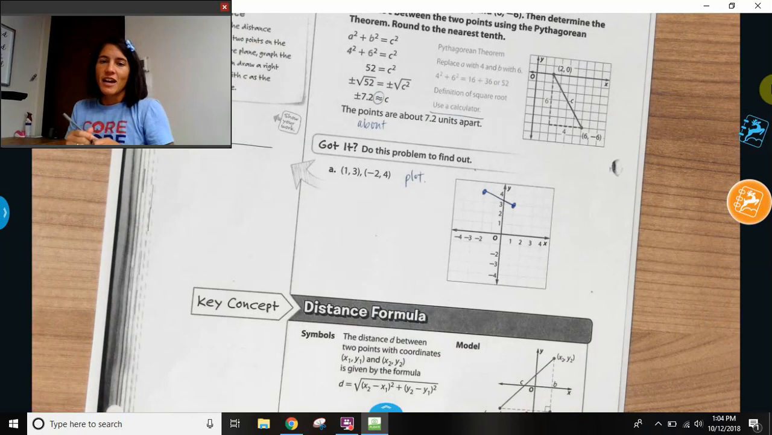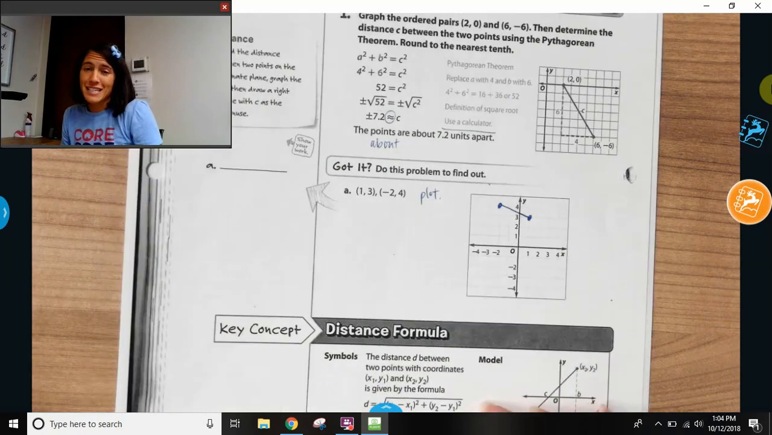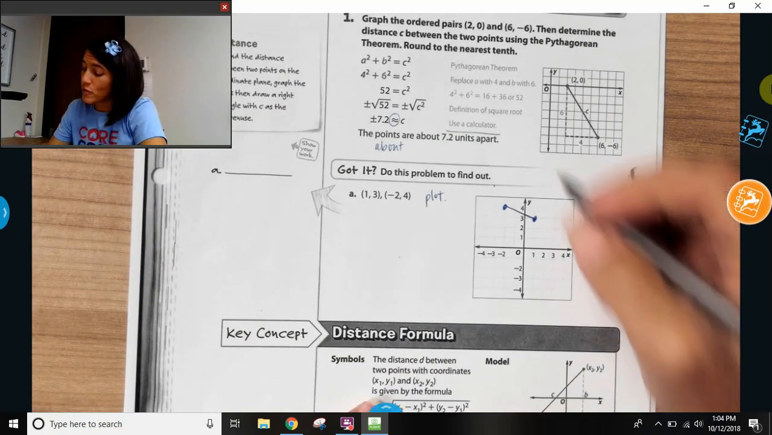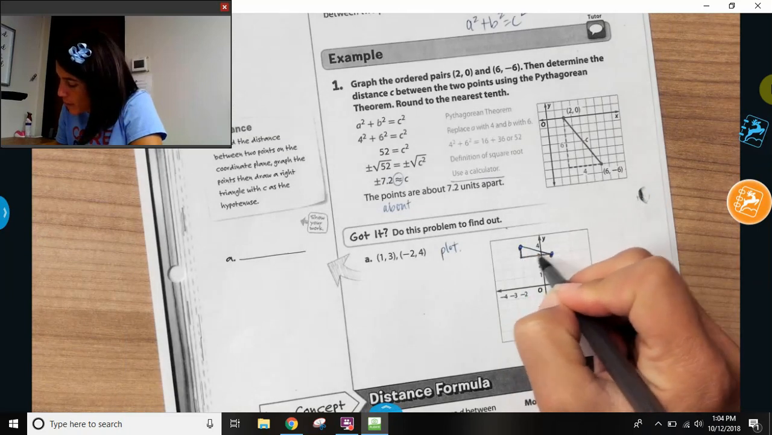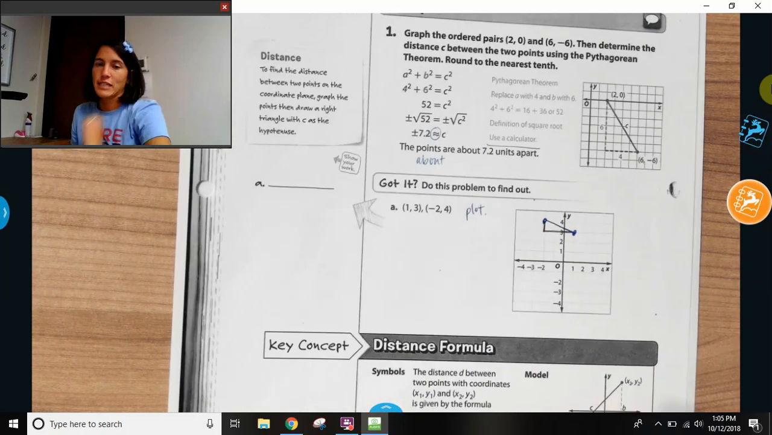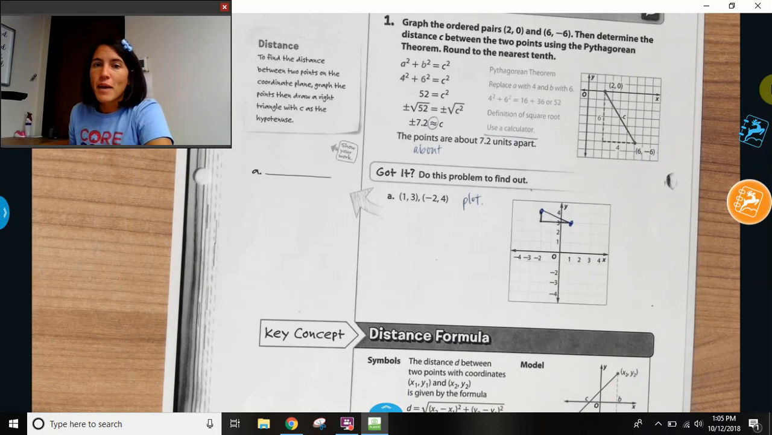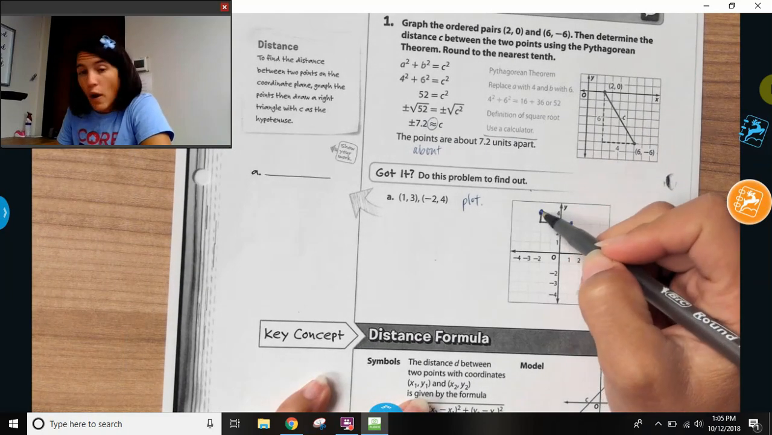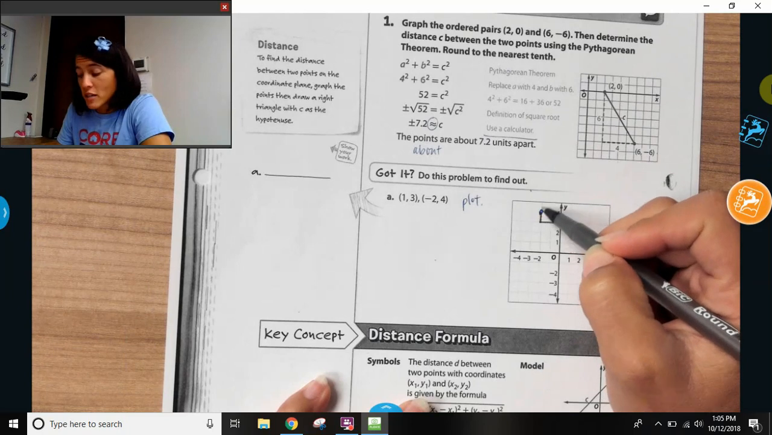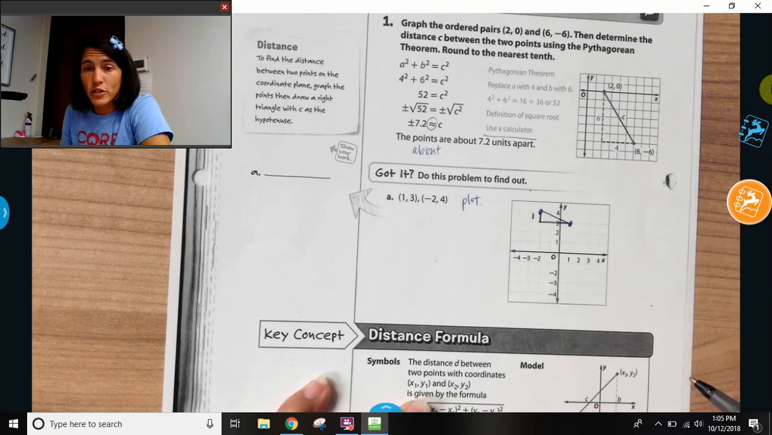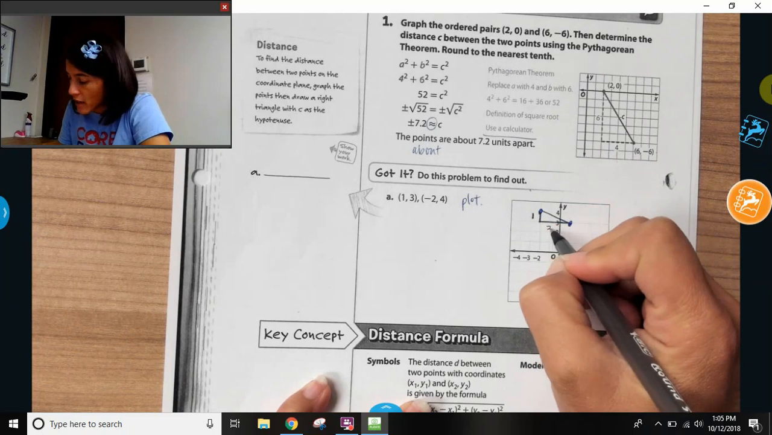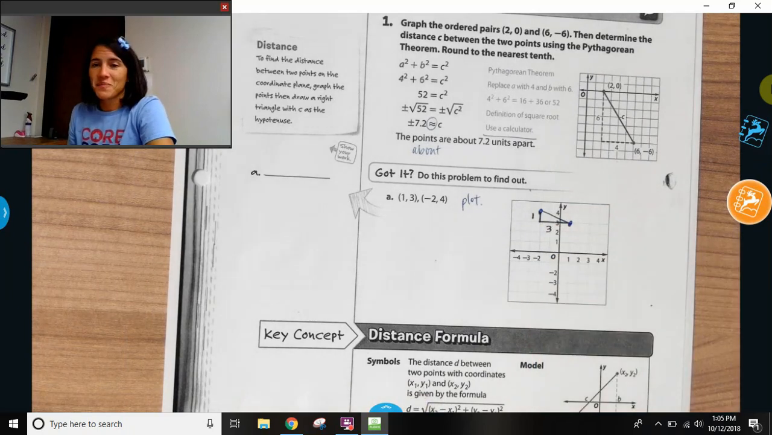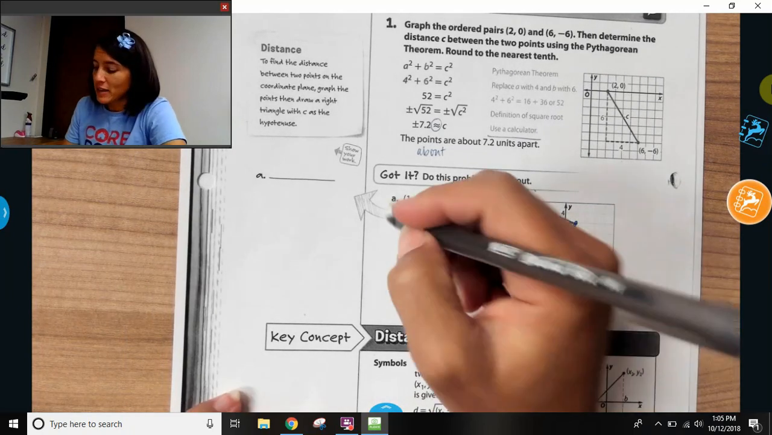Okay. Now, we cannot just count that distance because it's slanted, so we need to make a right triangle. I'm using my black pen to make a right triangle, and I'm just going to count the grids. So my vertical distance right here is just one block, one unit. And my horizontal is 1, 2, 3 right there. Now I know my legs.